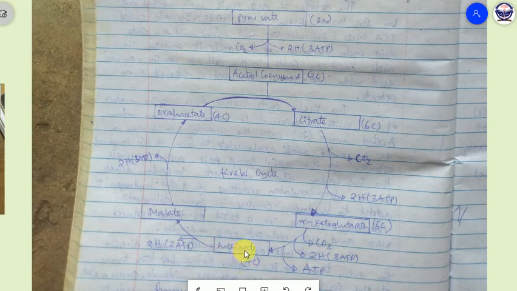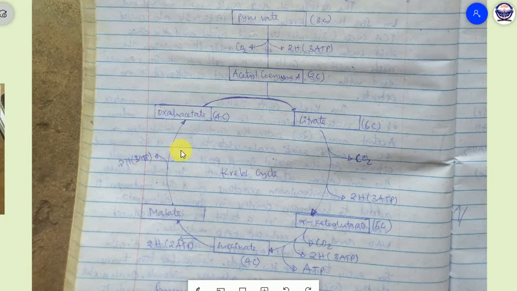From succinate tunafanya reaction ambayo inaenda kutengeneza malate. Malate is also 4 carbon. Hapo ninatoa 2 hydrogen which are carried by FAD, so equivalent to 2 ATP, not 3 ATP. And from there, from malate we are releasing 2 hydrogen which are carried by NAD, tunatengeneza oxaloacetate.